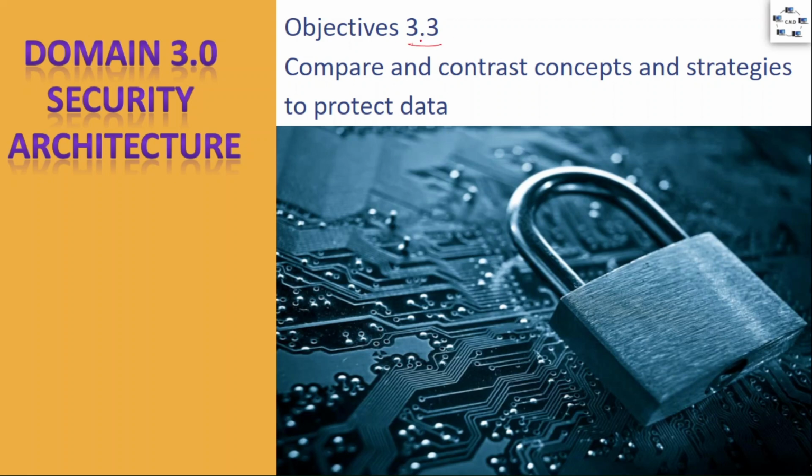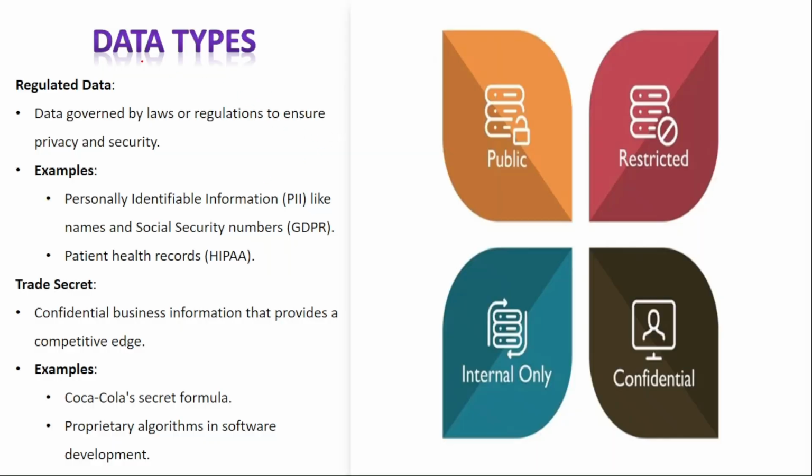Objective 3.3 of Domain 3: compare and contrast concepts and strategy to protect data. Now we'll talk about different data types, data classification, and how to protect data. So let's get started. First of all, let's go through some of the data types that we use in our systems. The first one is regulated data, which is data governed by laws or regulation to ensure privacy and security. For example, personally identifiable information, that is PII, like names and social security numbers.